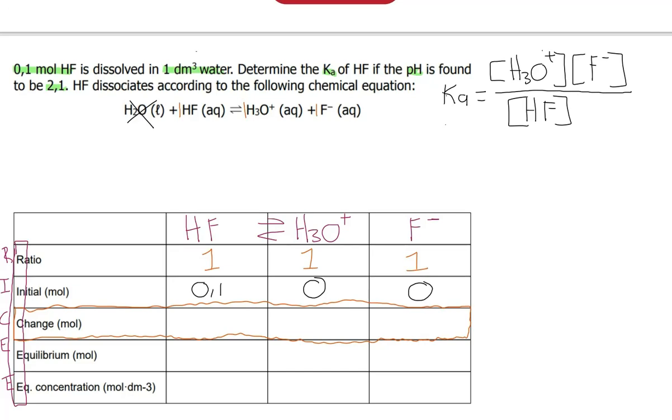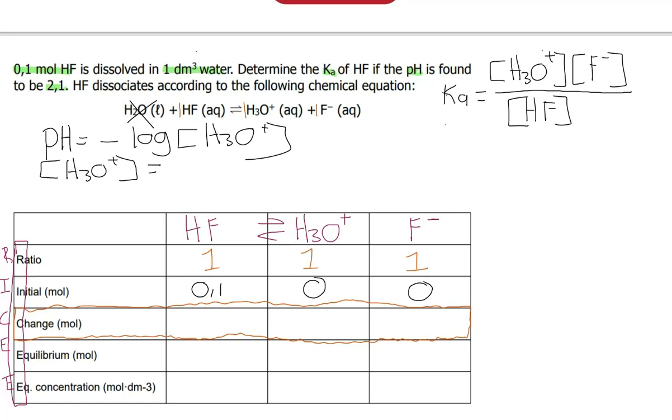Directly from your formula sheet, you know that the pH is equal to the negative log of the hydronium concentration, H3O plus. Again, why are we doing this? Because we're trying to figure out the hydronium at equilibrium so that you can figure out the change in moles so that we can populate the rest of the columns. Now, if we go ahead and do the inverse of the log, we're going to get the hydronium concentration, H3O plus. And by the way, don't overthink this. You can do this on your calculator, so don't overcomplicate the inverse.